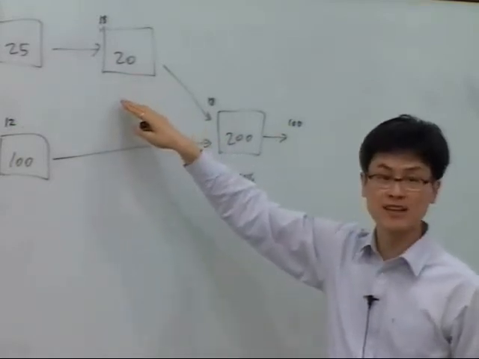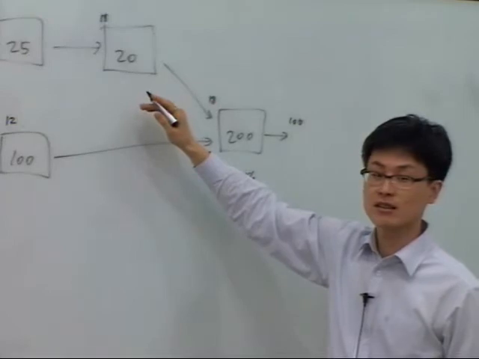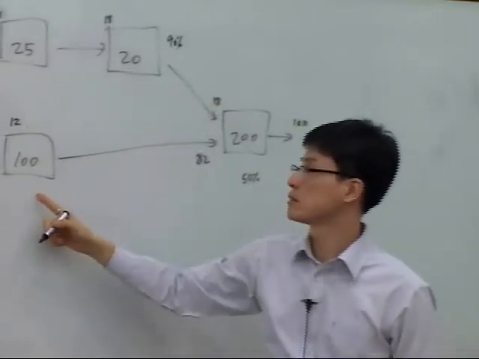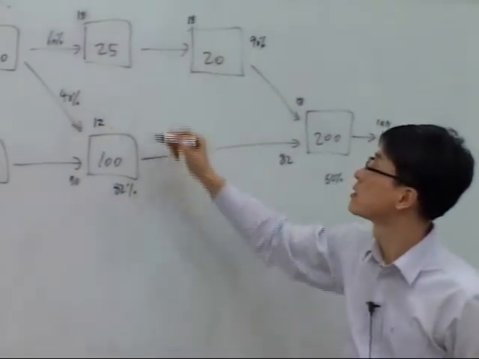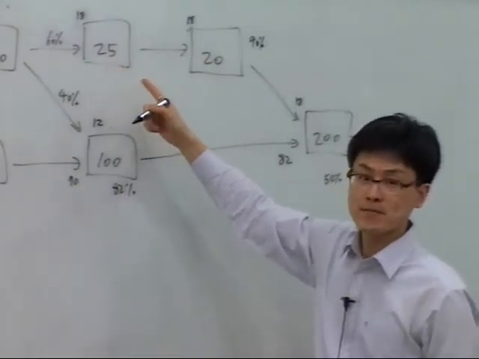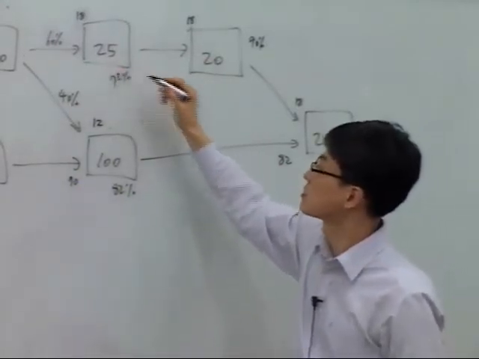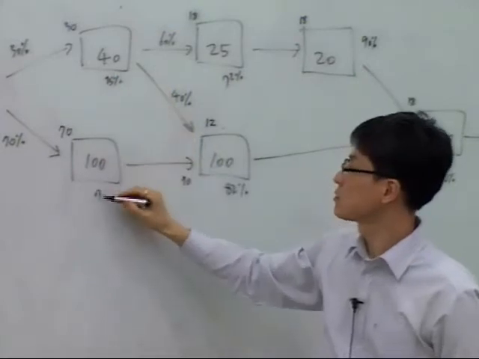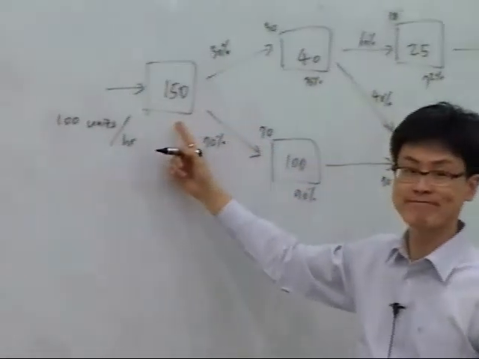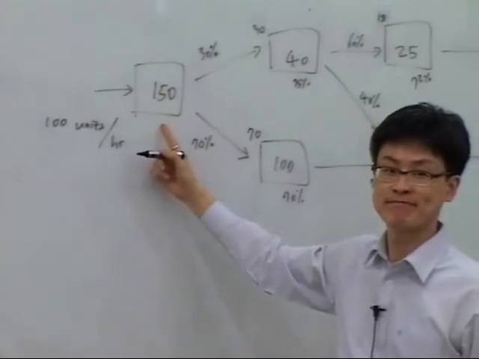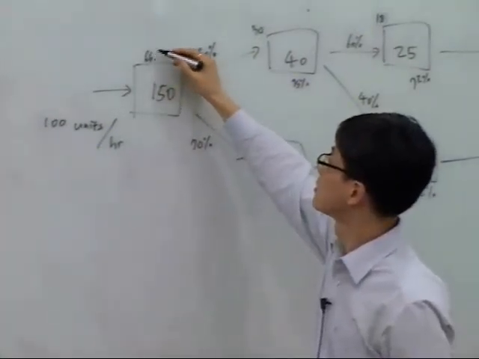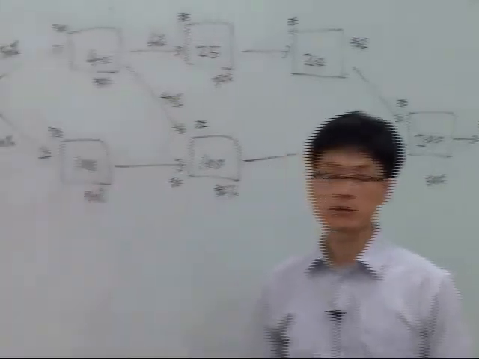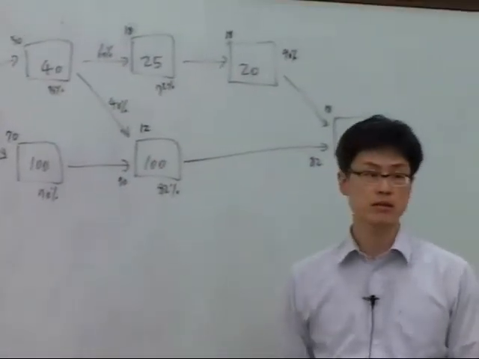Well, hard to calculate because what? 90%? How about this? 82%. 72%. 75%. 70%. 66. Okay, that's the utilization, and these are the demand rate or arrival rate, and these are the capacity.